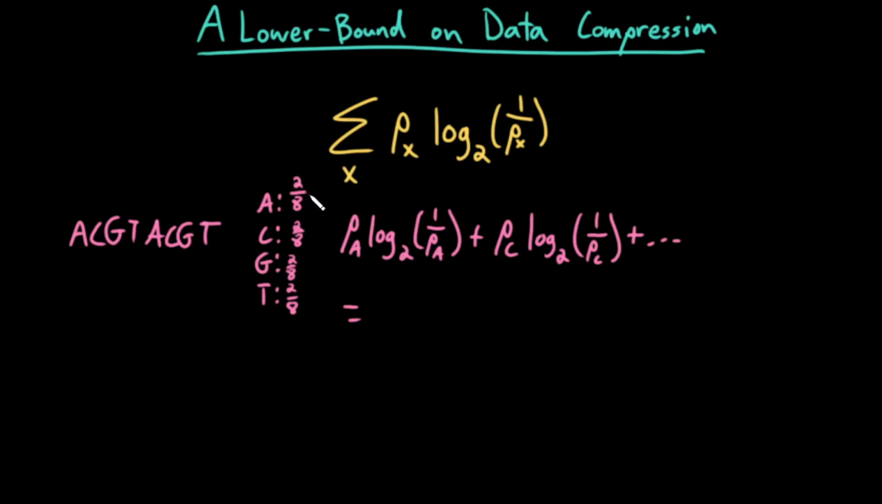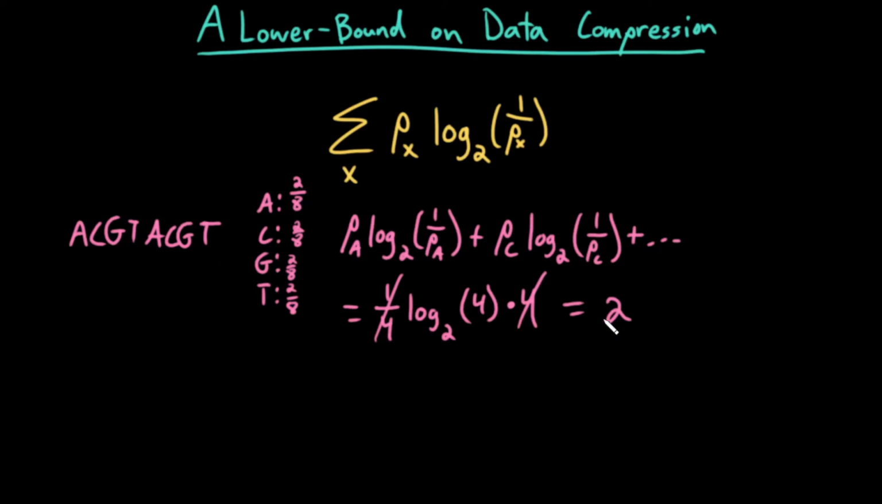This equals, well, the probability of seeing A is 2 over 8, which is equal to 1 over 4, times the log base 2 of 1 over 1 over 4, which is 4. That's the term for A, but I do the exact same thing for C, G, and T. So I would have the sum of this term 4 times, so I'll just multiply it by 4. So that cancels out with that, and I get log base 2 of 4, which is 2.